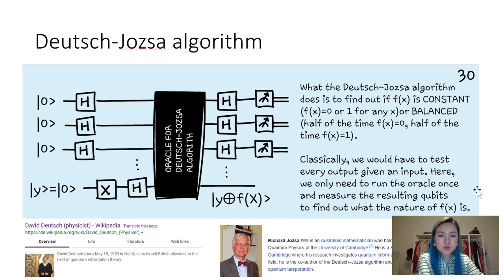If you want to do this classically, you will have to test every single output given every single input. So you need to run your algorithm n times if you have n numbers. But in this case, even with n qubits, you just need to run your algorithm once and do the measurement for all these qubits. You will get the answer. So this is what it does much better than classically.